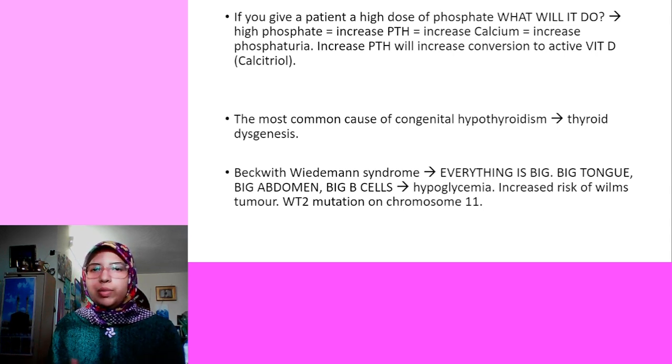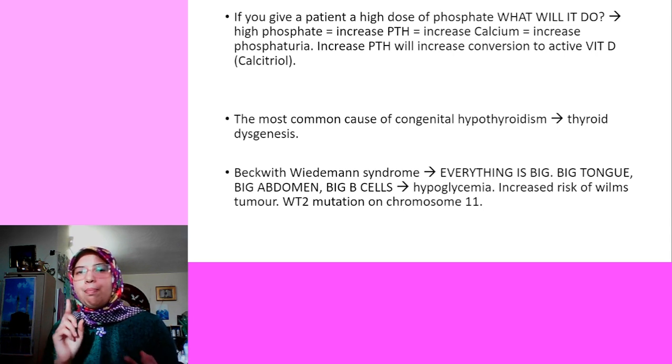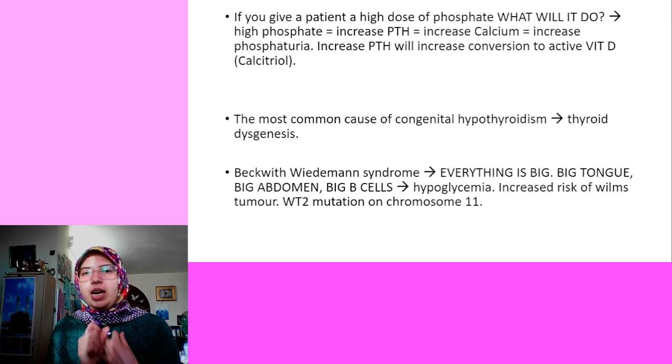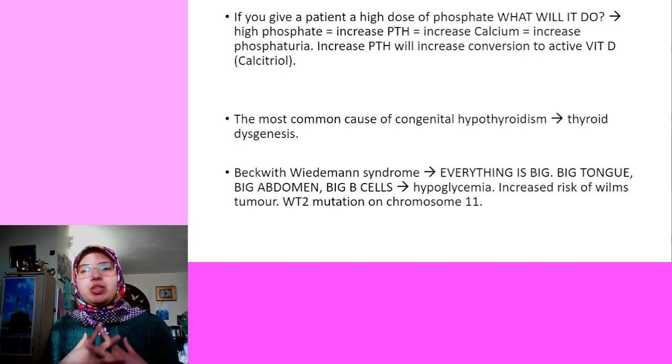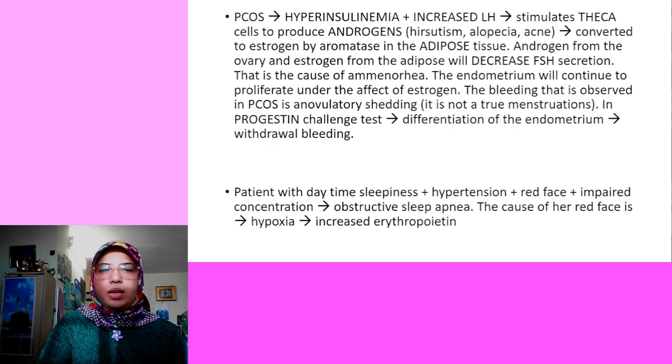What is Beckwith-Wiedemann syndrome? I think everything is big in this child. Big tongue, big abdomen, big beta cells. So one of the things that can happen with Beckwith-Wiedemann is their beta cells are secreting lots of insulin, so they will present with hypoglycemia. Increased risk of Wilms tumor. It's a WT2 mutation on chromosome 11.